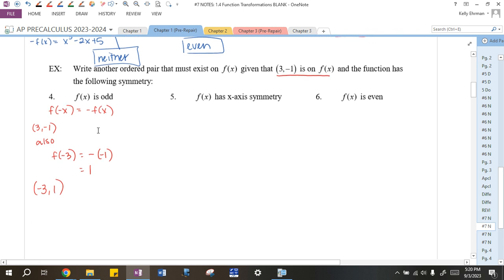If that's confusing, then just give yourself a sketch. Plot the point (3, negative 1), say it's here. So for origin symmetry, I have to be over here in quadrant 2. So what would that be? If I'm over 3 and down 1, I'd have to be 1, 2, 3, left 3 and up 1.